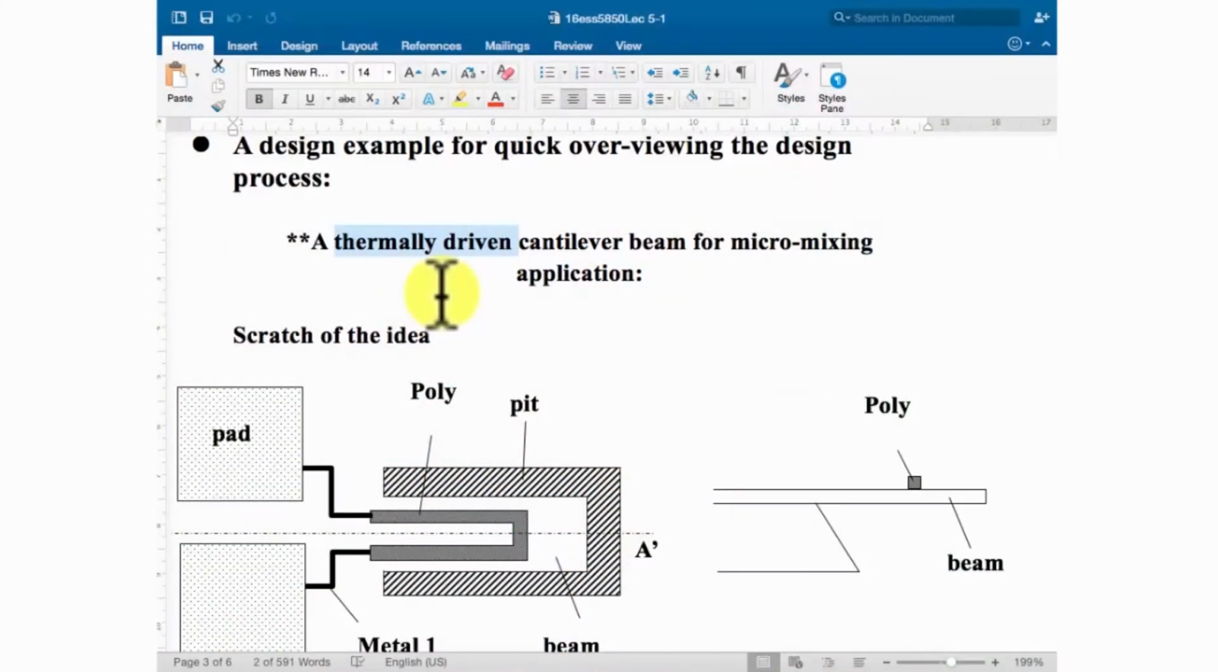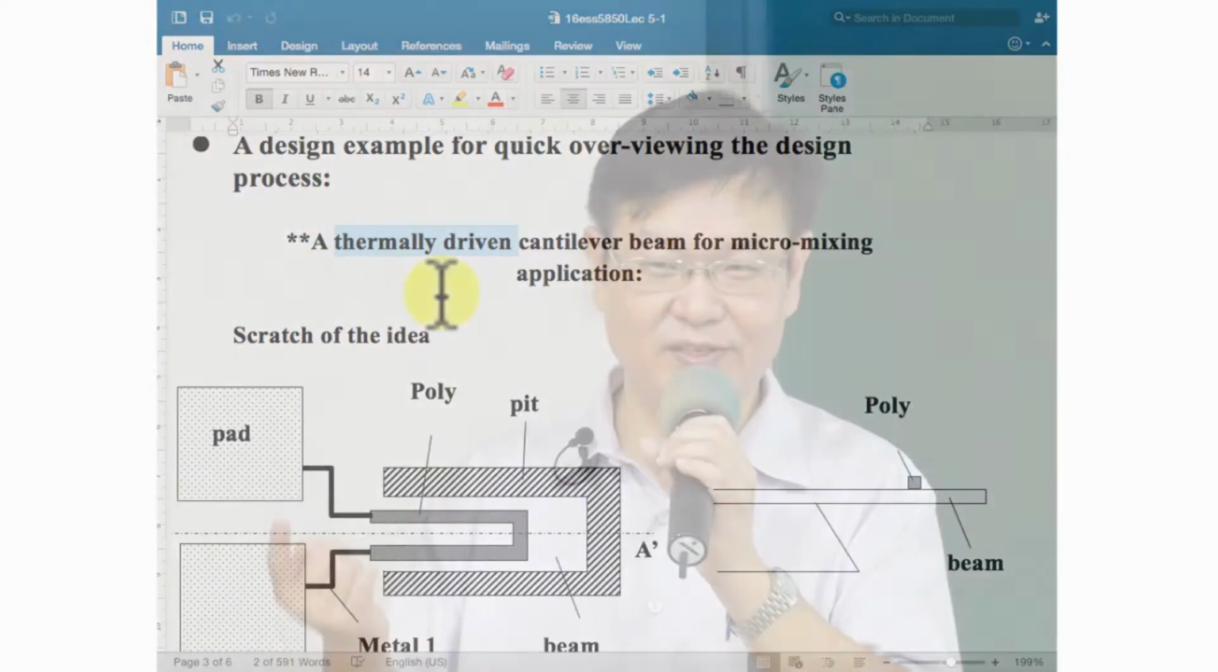purpose. So in order to do that, we need to think of what kind of way we want to use to drive this cantilever, to make it movable. There are many different ways. But your boss tells you to use thermal driving. That means you want to heat up the cantilever to allow it to move, maybe back and forth, for example, or maybe in a rotating action. I don't know, it depends on what you like.